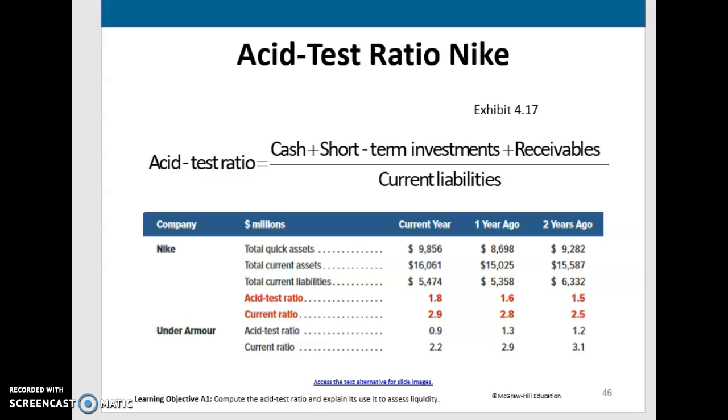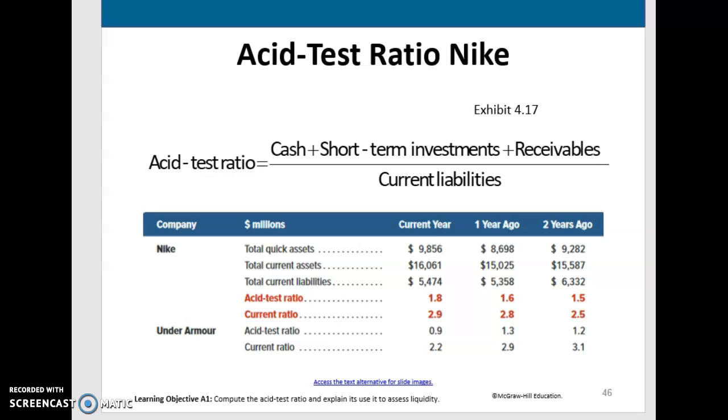Here we've got the acid test ratio for Nike, and we compare it to an industry average with Under Armour, or compared to another company in the industry, I should say. The acid test ratio for Nike is 1.8 in the current year. It's actually improving. From 2 years ago, it was 1.5, 1 year ago, 1.6, current year 1.8. Their current ratio also improved from 2.5 to 2.8 to 2.9.